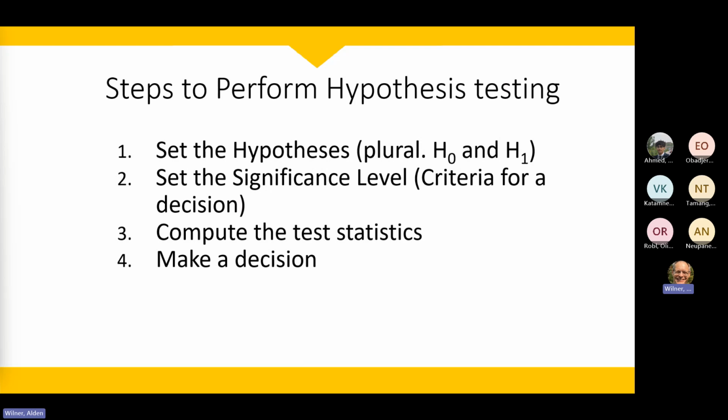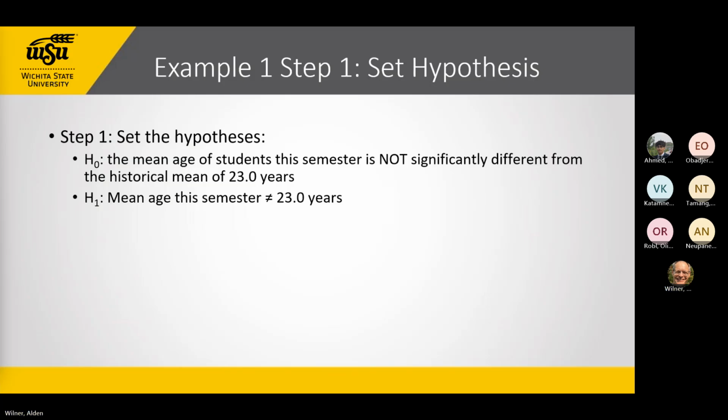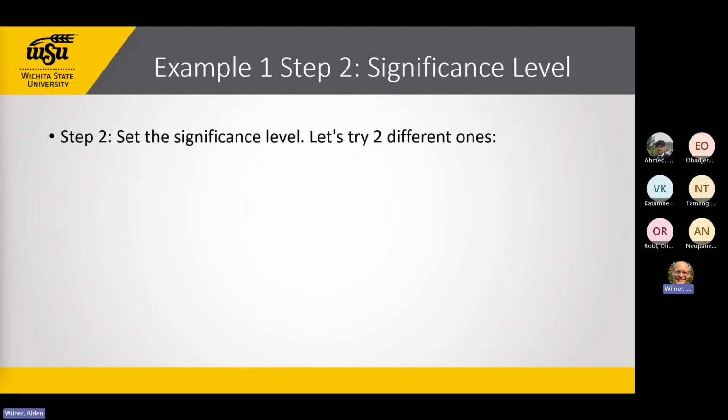H0, nothing's changed. Nothing interesting's happened. H1, something has changed. We set our significance level, we compute the test statistic, we make a decision. For hypotheses, we're going to use a two-tailed test. The mean age this semester is not 23.0 years. We're looking for whether it's on the high end or the low end. Did it grow significantly? Did it shrink significantly?